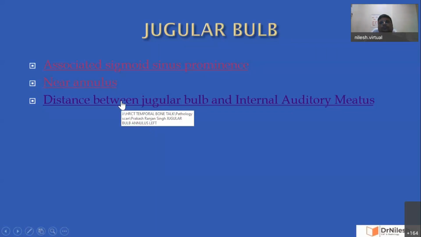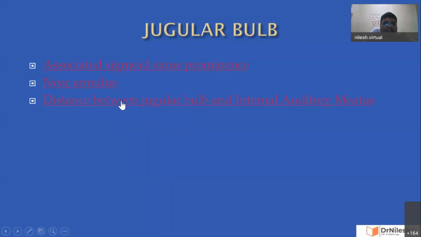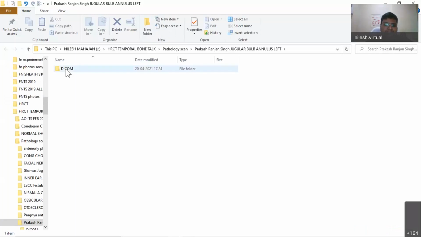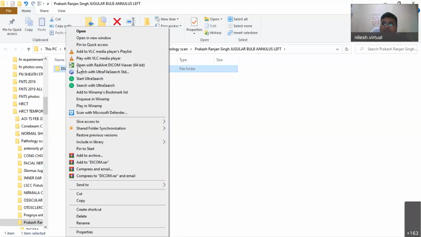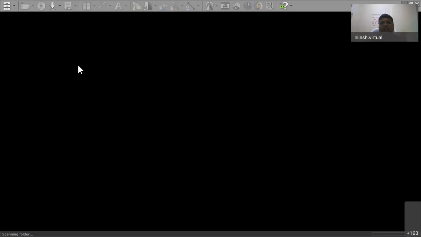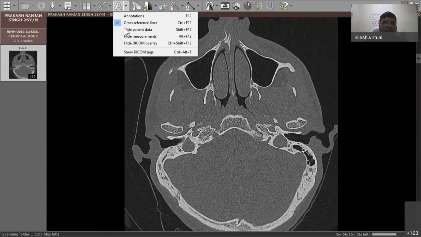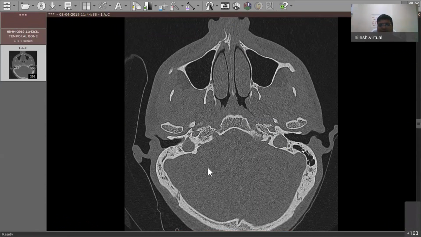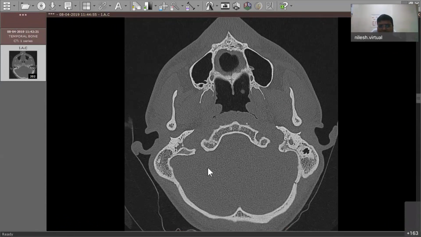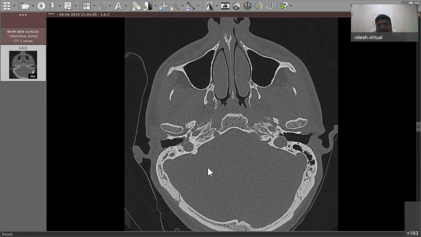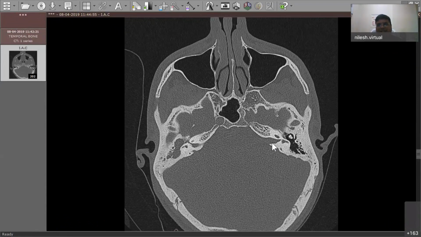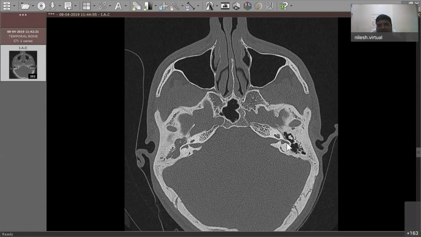Then the distance between the jugular bulb and the internal auditory meatus, you have to see. This is mainly important when you are doing some approaches to the internal auditory meatus, because you require a lot of place to drill around it, 360 degrees all around. So this is your internal auditory meatus, and in the translabyrinthine approach we drill and remove all this bone.